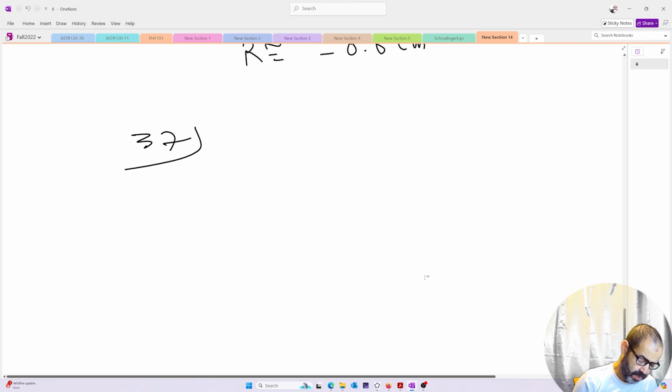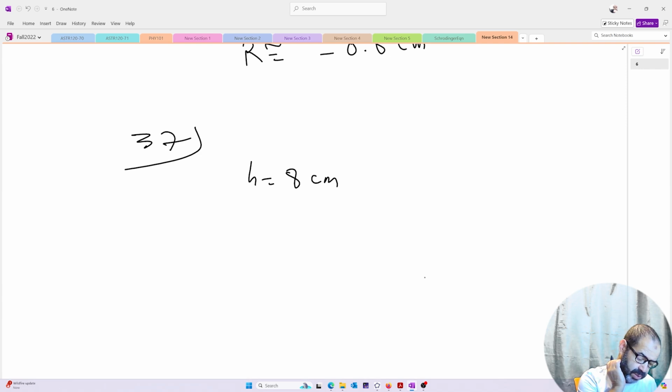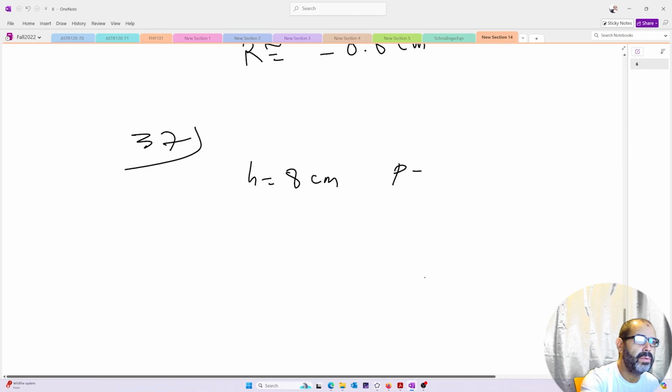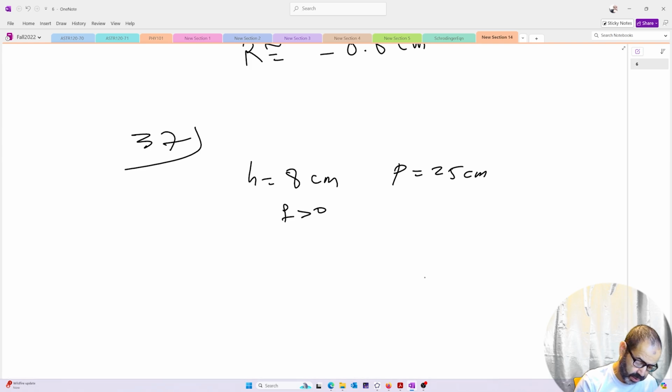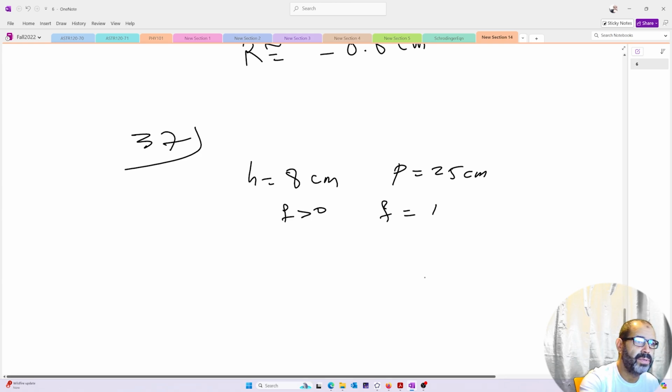Okay, so problem 37, it says an object of height h equals 8 centimeters. They didn't say h, but we know that's the symbol we use for the height. It is placed 25 centimeters to the left of a converging lens. So we have P equal to 25 centimeters. So we know F is positive already. Okay, converging lens. And this is a lens, not a mirror. Okay, with a focal length of 10 centimeters. So F is equal to positive 10 centimeters.